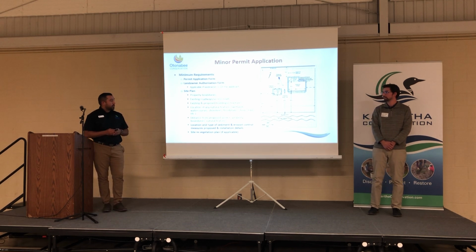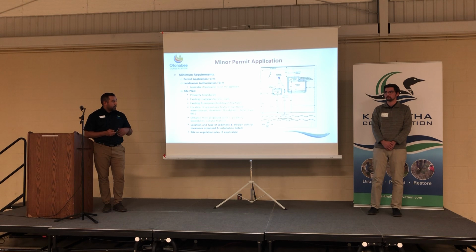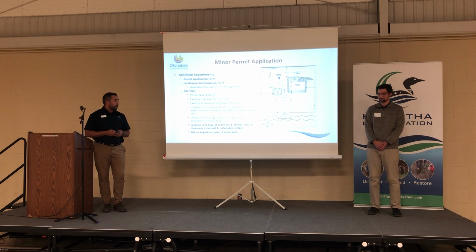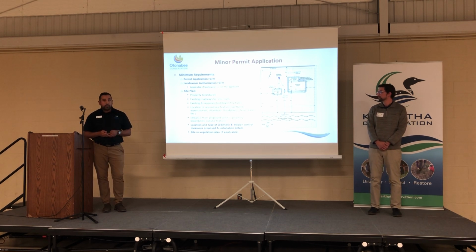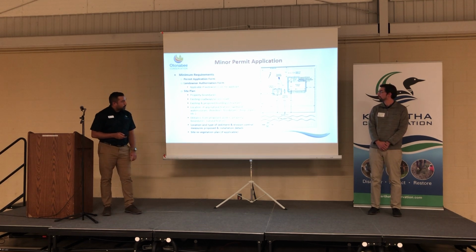And we also do ask for the location and type of sediment and erosion control measures proposed on site. You can also include text on the site plan itself to say what the installation details are, or a separate document can be provided outlining that. And if there's any vegetation to be removed on site, such as trees, shrubs, or any other type of vegetation, if that's going to result in bare soils or exposed areas, we do usually want to see a revegetation plan for those areas.